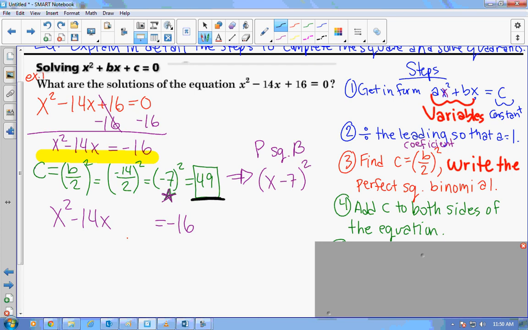I hear some people mumbling and other people have no clue. Didn't we already find C? C equals 49. So if I add it to one side, what do I have to do on the other side? Add it too. So I have to add 49 to both sides, otherwise my equation isn't balanced.